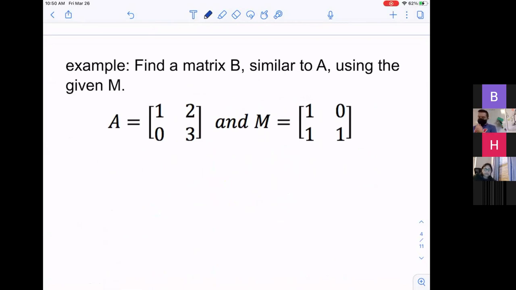So here we have an A and we have an M, and we're going to find B, a similar matrix to A. So B will be M inverse times A times M, which means we need the inverse of M.